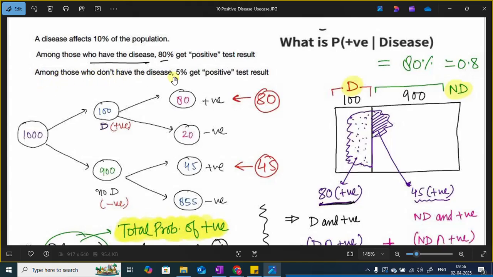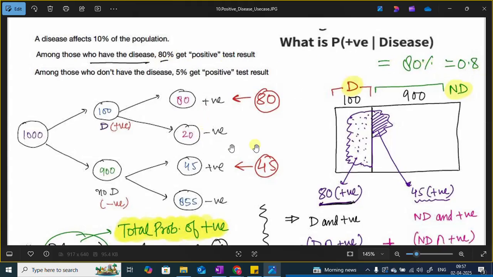Among those who do not have the disease, meaning out of 800 people who think they don't have the disease, if they undergo the test, 5% get a positive result also. Now we have to find the probability of getting positive, having the disease, meaning people who are assuming the disease. Okay, now you can see this is giving 80% of people who have the disease, 80% get a positive result, right?